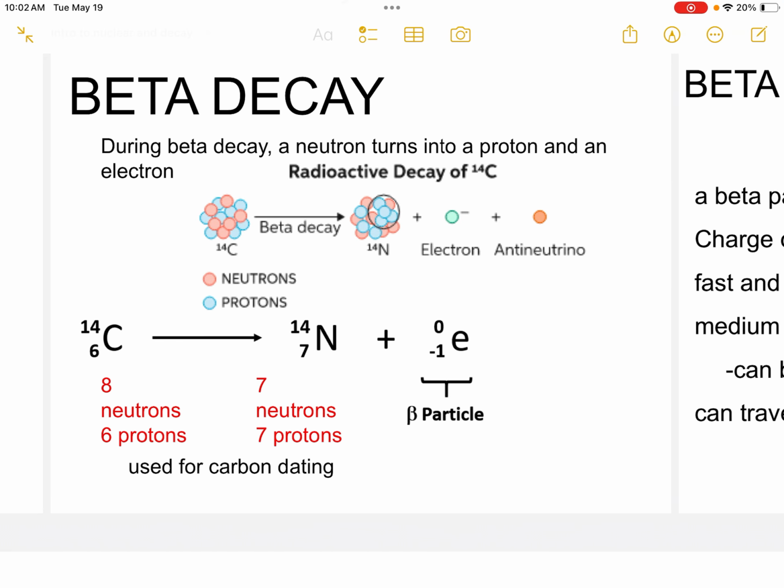The next type of decay we're going to talk about is beta decay. So during beta decay, a neutron is converted into a proton and an electron. So let's take a look at what happens. The mass does not change, but the number of protons increases by 1. And so we can kind of see here that 7 plus a -1 gives us 6. And so this is what a beta particle looks like.